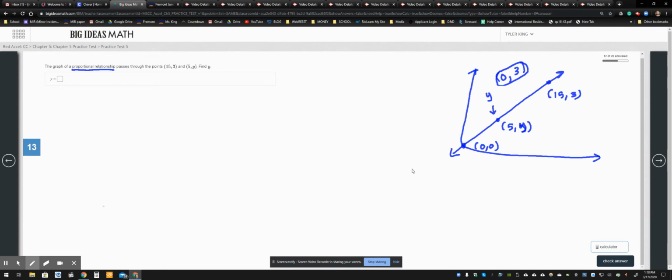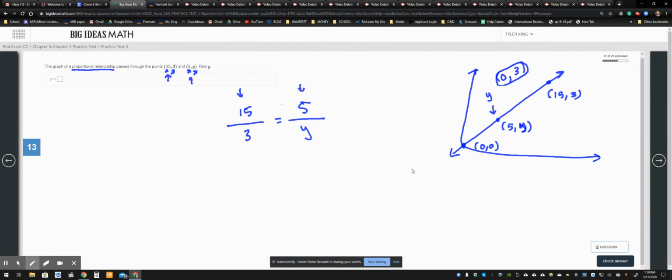Now, the way that I would set this up is actually by drawing out a proportion. We're going to put x on top, so we have 15 and 5. We're going to put y on bottom, so it's going to be 3 and y. Both of these two came from the first point. Both of these two came from the second point.